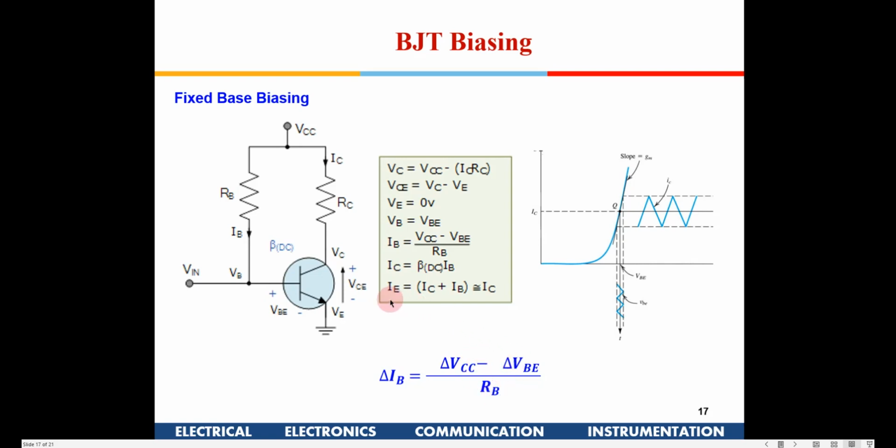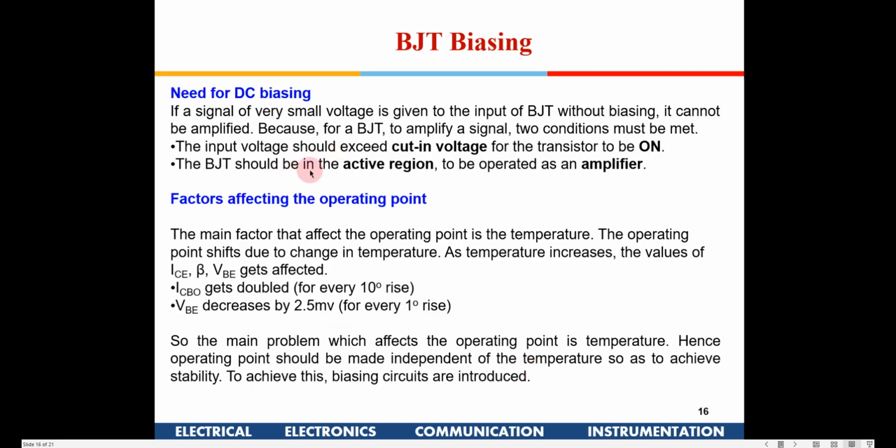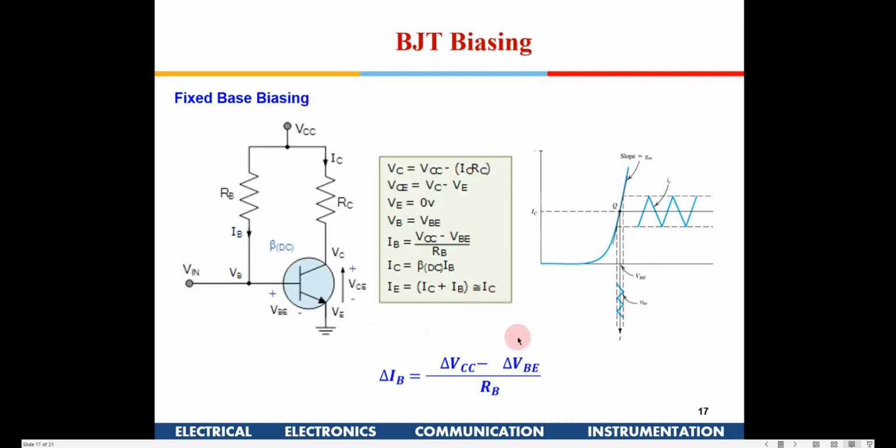Similarly, when the temperature increases, this has got a problem. When the temperature increases, VBE decreases, right? That we learnt earlier: VBE decreases for every 1 degree rise of temperature. Now in this circuit, when the temperature increases, VBE decreases. If VBE decreases, IB is going to increase, because this is negative here. More IB is going to create more IC, and more IC means more current will flow here.